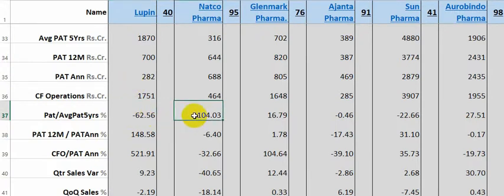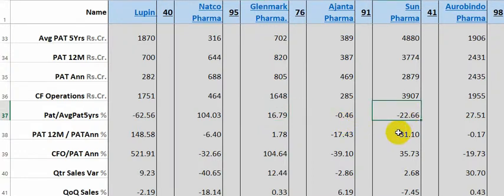Natco Pharma has managed to gain 104% more than its average. On average, it was 316, and the latest year's profit was 644 CR, that is 104%. Similarly, Glenmark managed to earn above its average by 16%. Ajanta Pharma just fell slightly below its average by 0.46%.